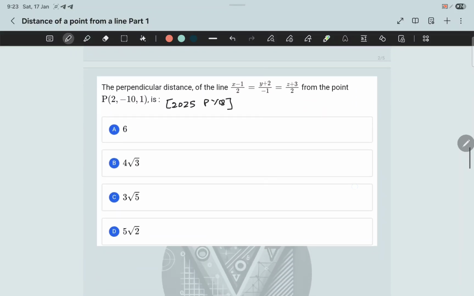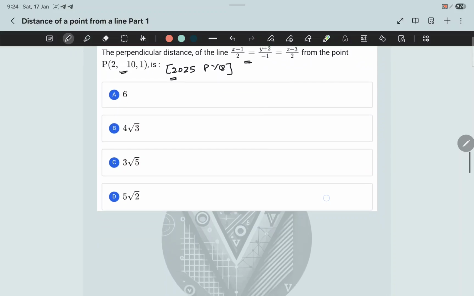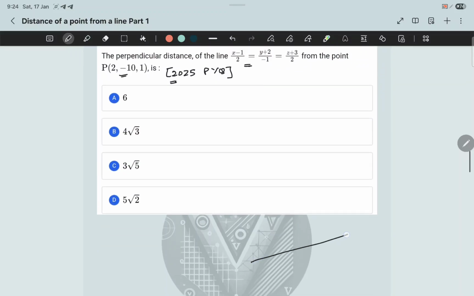So we will be solving a question and trying to understand the things better. This is a 2025 PYQ. In this question, it says find the perpendicular distance of this line from the point (2, minus 10, 1). So very simple. We will first write x1, y1, z1. Please be careful. It should be y minus of minus 2. So x1 is 1, y1 is minus 2, z1 is minus 3. And what are the direction ratios of the line? 2, minus 1, 2.